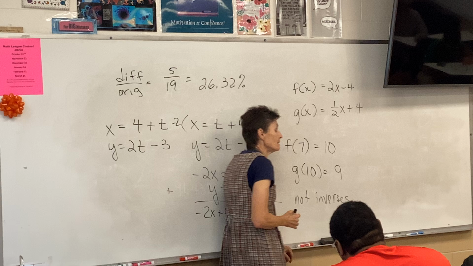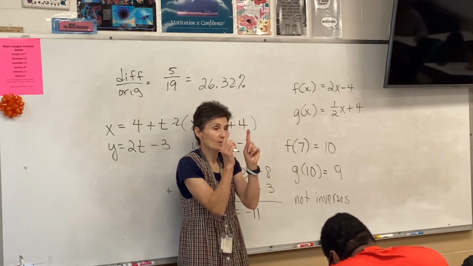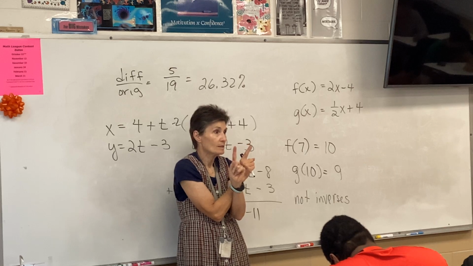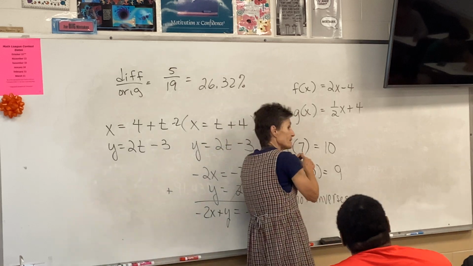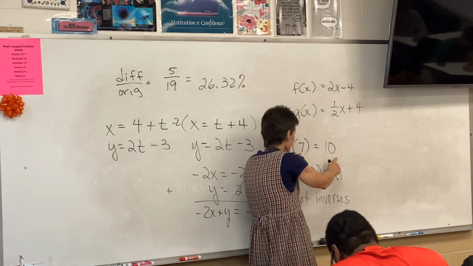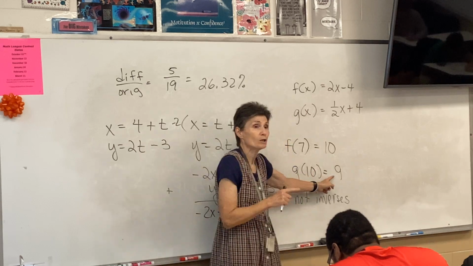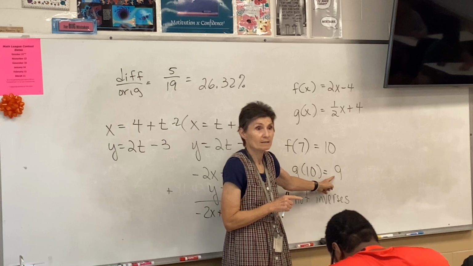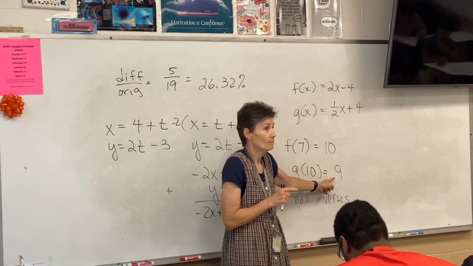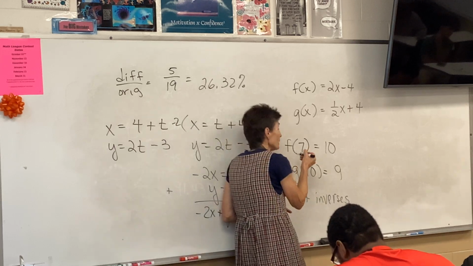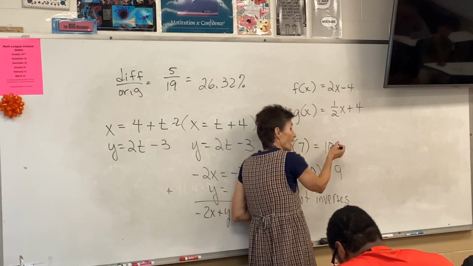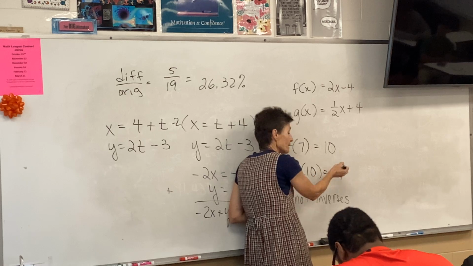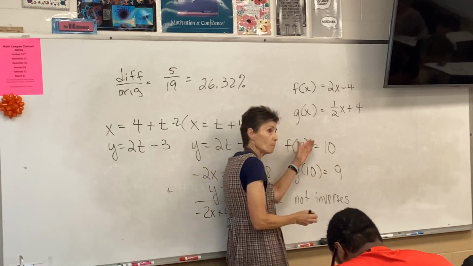And they're not inverses because, remember, inverses flip-flop the ordered pairs. So if you put in 7 and get 10, when you put in 10, you should get back your 7. And we didn't. We got some other number. If I put in 8 and got 50, and then I put in 50 and got my 8 back again, those would be inverses.